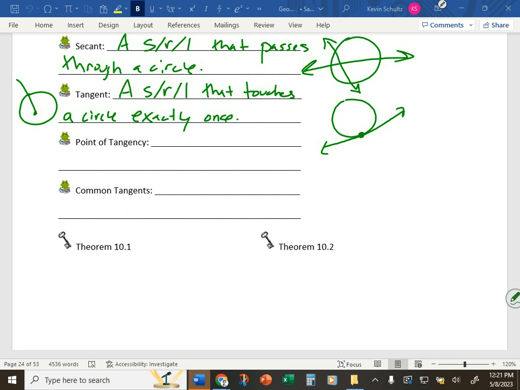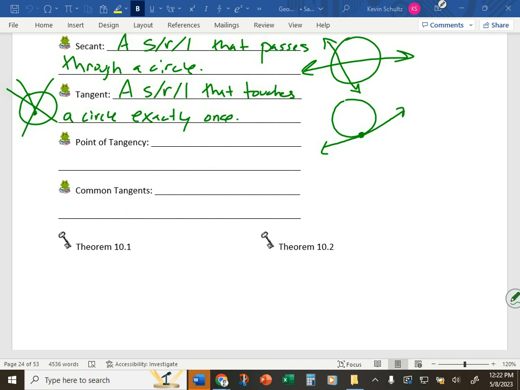Otherwise, it touches twice. Well, not if it was a ray. Yeah, but if you had to go through it, then it would touch twice. Right, that would cover the secant. So this is not tangential.